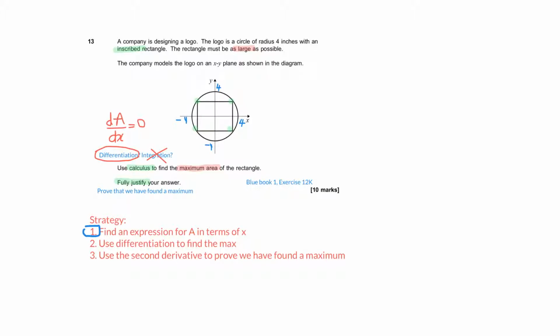Now we're going to need to know the equation of this circle. So it's a circle centered at the origin on radius 4. So its equation will be x squared plus y squared equals 4 squared. So x squared plus y squared equals 4 squared is 16. And we're going to rearrange that to y equals the square root of 16 minus x squared. Now, why is that so important? Well, we need to bring some variables into our diagram.